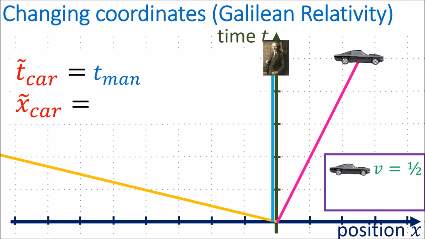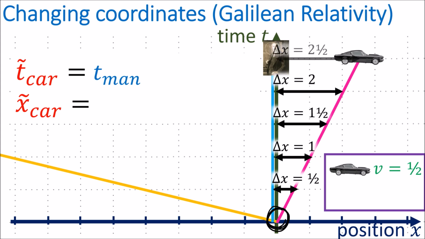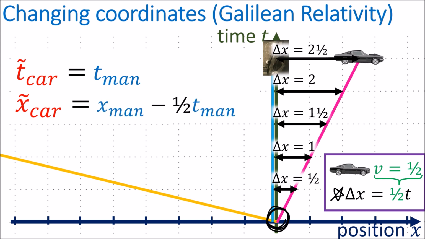We can start by noting that the speed of the car in Einstein's reference frame is 1/2 space units to the right for every time unit. At the origin, Einstein and the car are at the same position. After 1 time unit, their spatial separation is 1/2. After 2 time units, their separation is 1. After 3 time units, their separation is 1.5, and so on and so forth. The separation delta x between Einstein and the car is 1/2 multiplied by time, where 1/2 is just the speed of the car. So the car's position coordinate is equal to Einstein's position coordinate minus 1/2 times time.